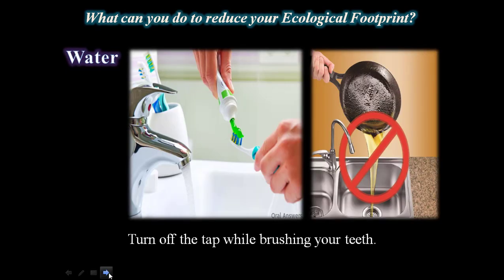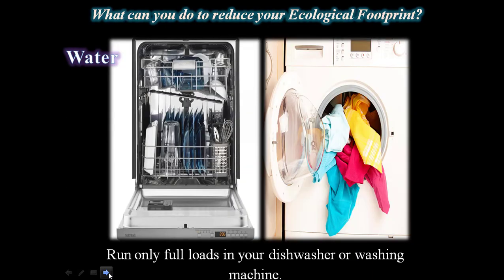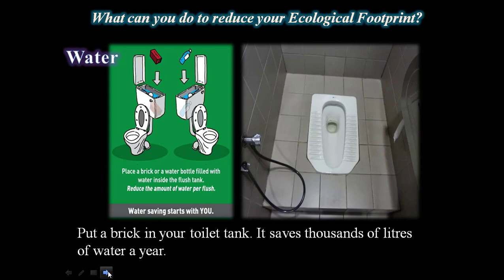And water. Turn off the tap while brushing your teeth. Don't pour toxics down storm drains. Run only full loads in your dishwasher or washing machine. Put a brick in your toilet tank. It saves thousands of liters of water in a year. Use Indian type squatting toilets more. So this is also one of the methods to conserve water.